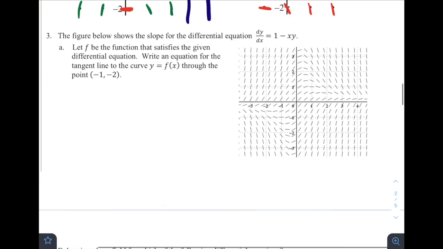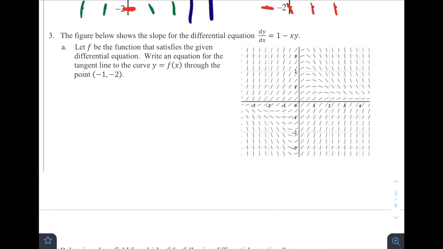The figure below shows the slope field for the differential equation dy/dx equals 1 minus xy. So this is our differential equation, dy/dx equals 1 minus xy. Let f be the function that satisfies the given differential equation. Write an equation for the tangent line to the curve y equals f of x through the point (-1, -2). So what's this asking us to do? It's asking us to write an equation for the tangent line.